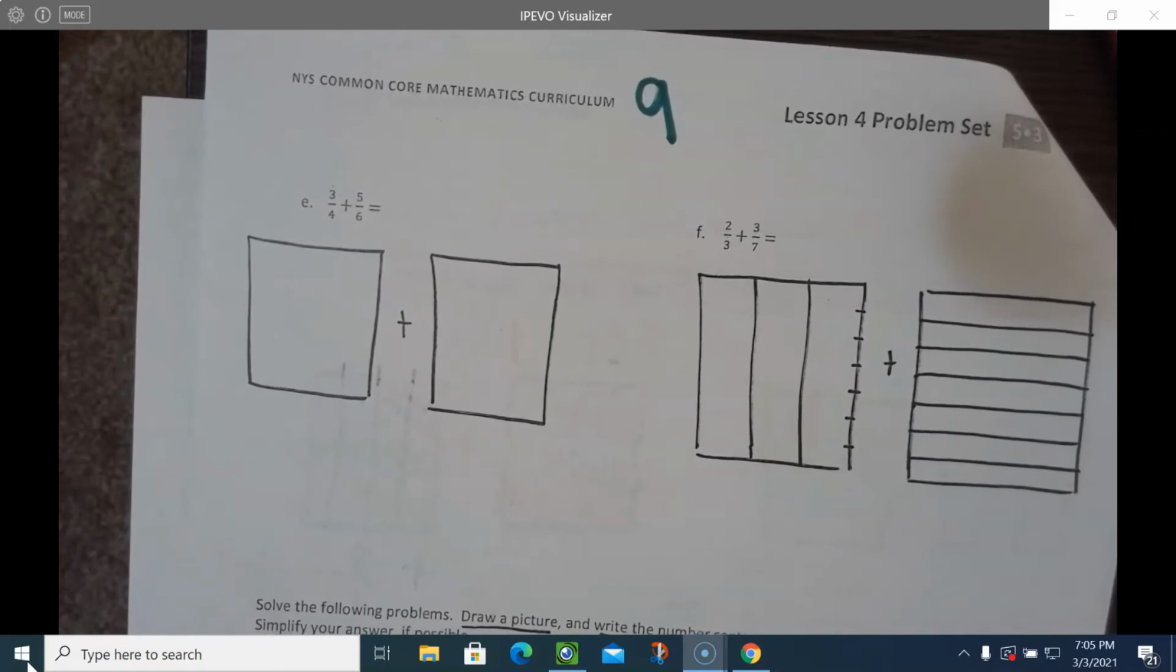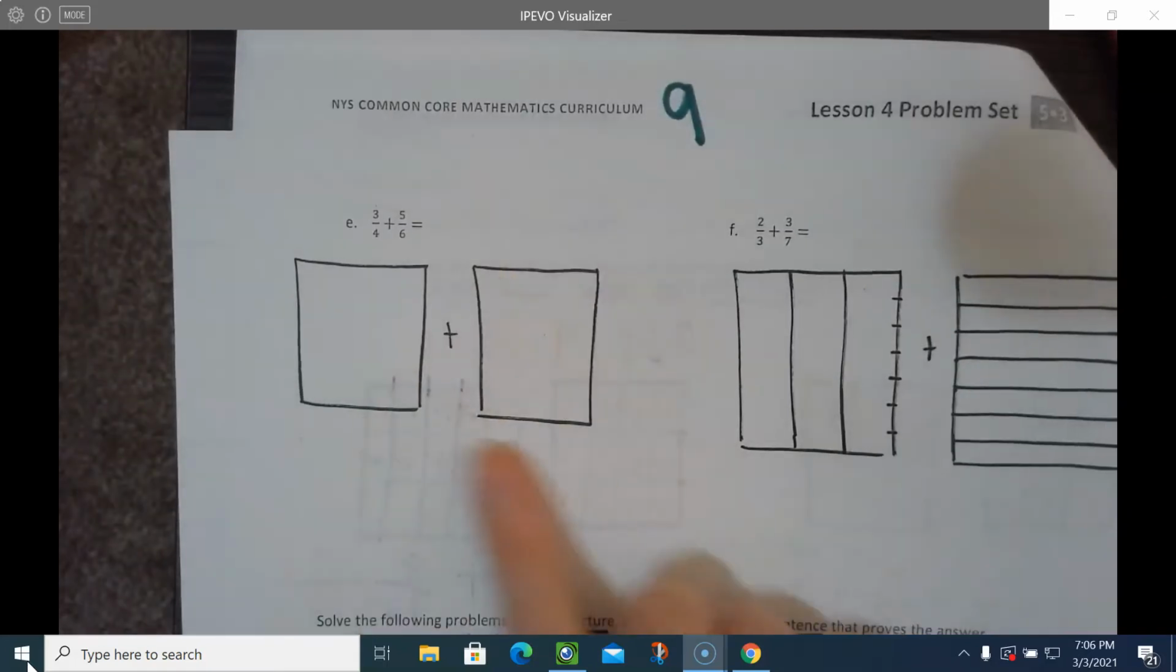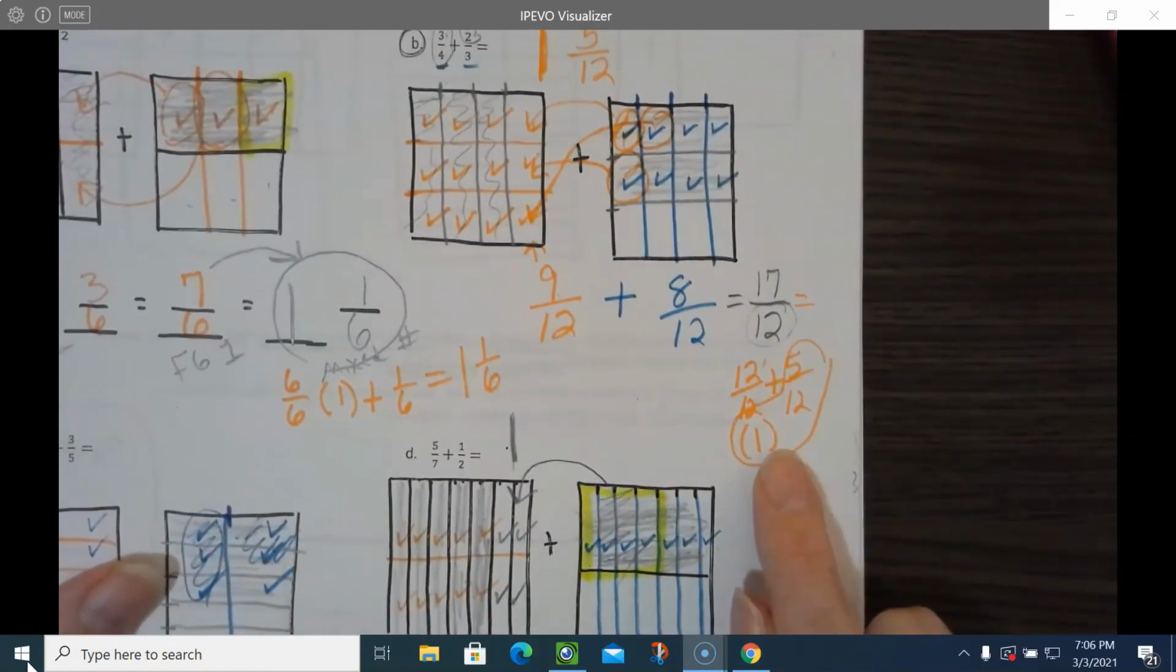So today we looked at renaming fractions and adding, but then we also added in one more step where if we get a fraction greater than 1, we practiced renaming that.